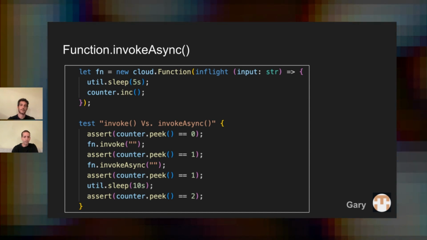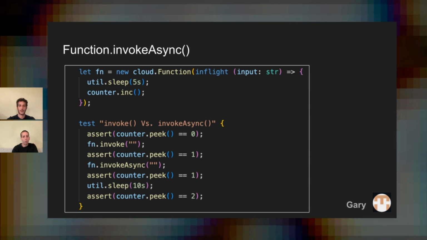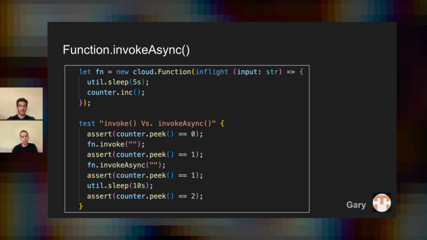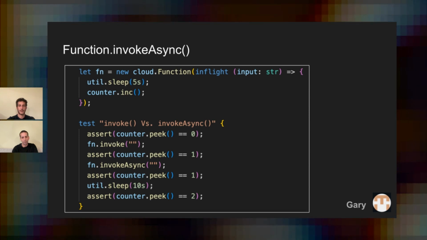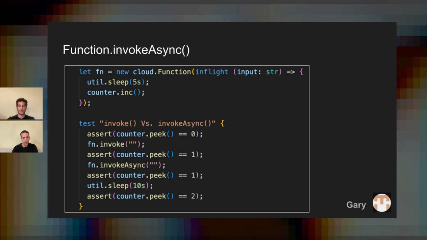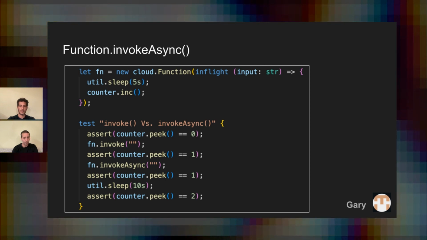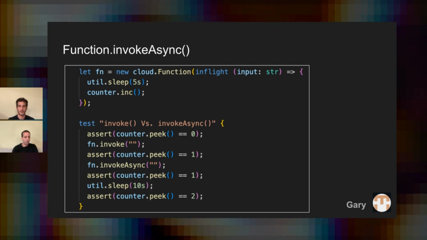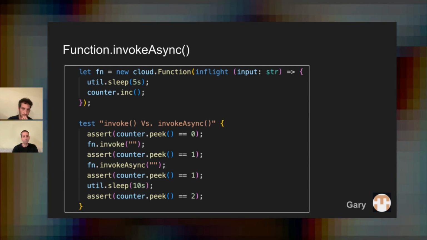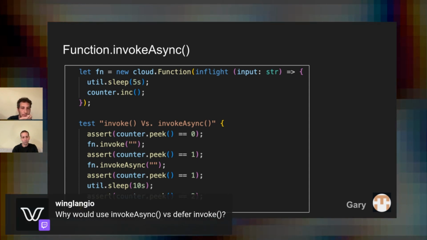Let's take a look at the test. First, the counter is at value 0. Then we invoke. Since invoke has to wait before it returns, we see that the counter has already incremented to 1. But if we use invoke async, which is what Gary added, it returns immediately, and the counter remains at value 1. Only if we sleep longer does the function do what it's supposed to do and increment the counter by 1. So that's useful for some other cases.